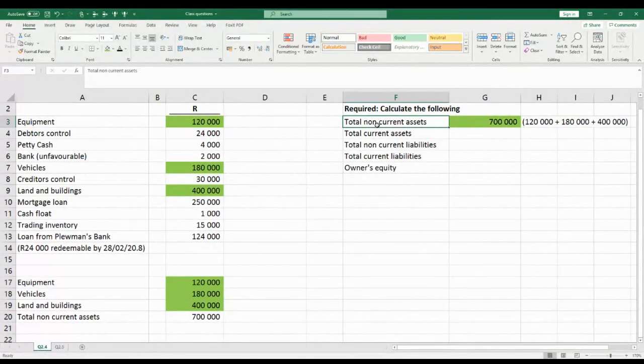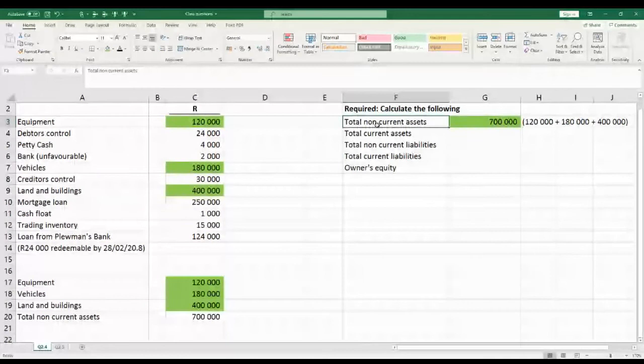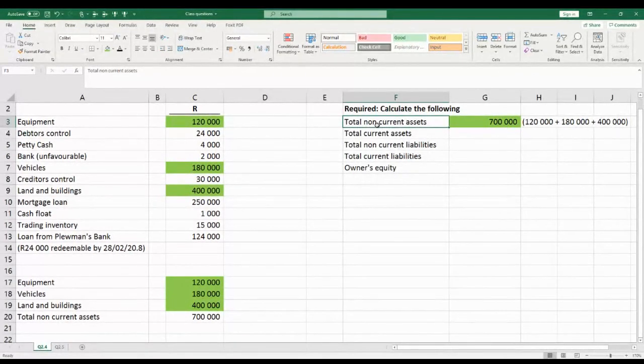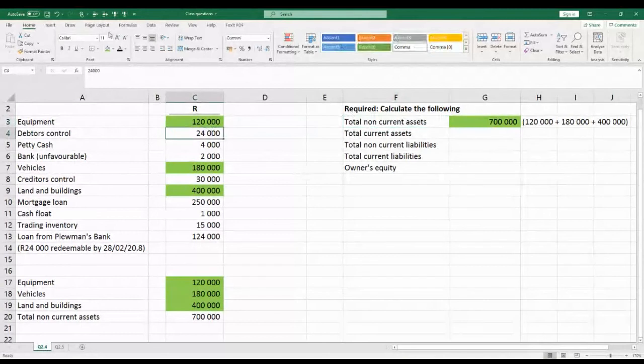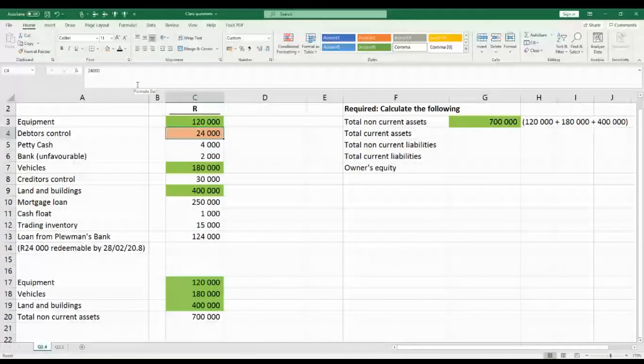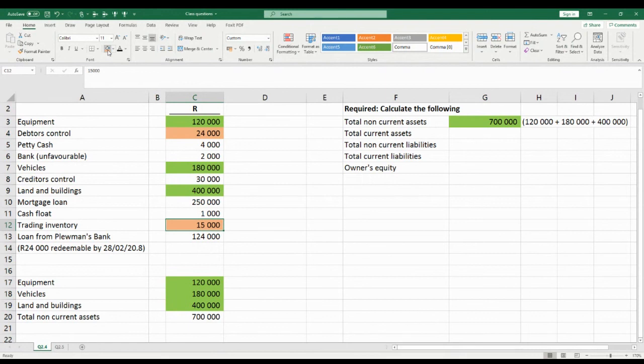Okay, so let's look at what is now the current assets. If we've identified those 3 as non-current, which ones do you think are current? Okay, so Tumelo says debtors control is current. Let's make this one orange. Trading inventory. Okay, trading inventory, same thing. Trading stock is also a different name for trading inventory. Is there anything else that you think might be a current asset here? Okay, cash float.